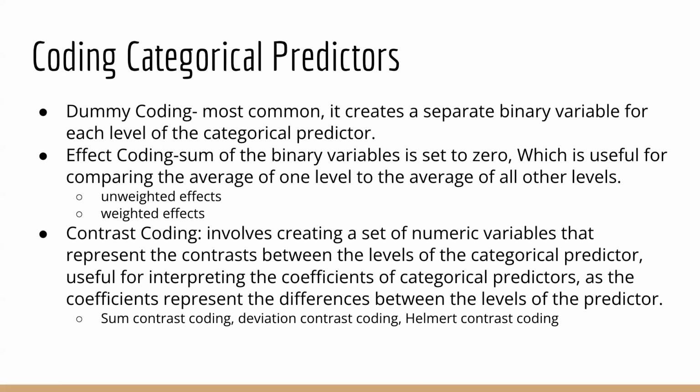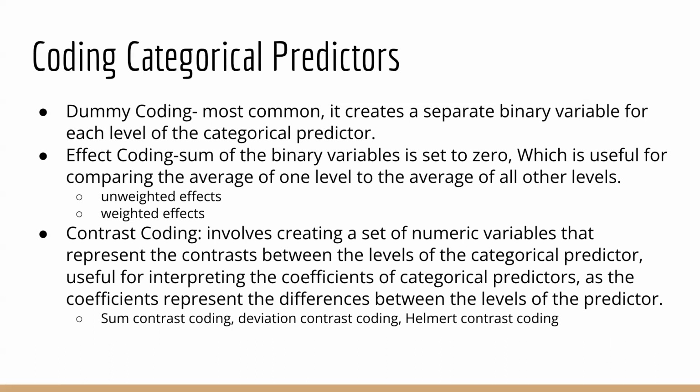So dummy coding is our most common type of coding, and what it does is it creates a separate binary variable for each level of the categorical predictor. Unweighted effects coding is similar to dummy coding. However, the difference is in the way that they reference their variables. In dummy coding, one level of the categorical variable is implicitly used as a reference category. So usually that's the first level. While in unweighted effects coding, the reference category is the mean of all the levels.